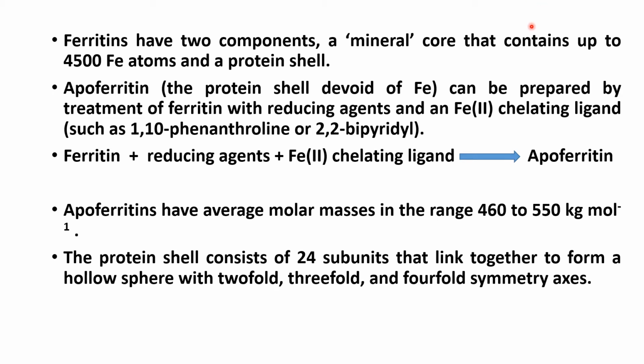We know in a ferritin there are two compartments. One is a mineral core and the other one is a protein shell. The mineral core contains 4,500 iron atoms. The protein shell devoid of iron is known as apoferritin. Apoferritin can be obtained by treating ferritin with reducing agents and an iron-2 chelating ligand. Apoferritins have a molecular mass of about 460 to 550 kg per mole.